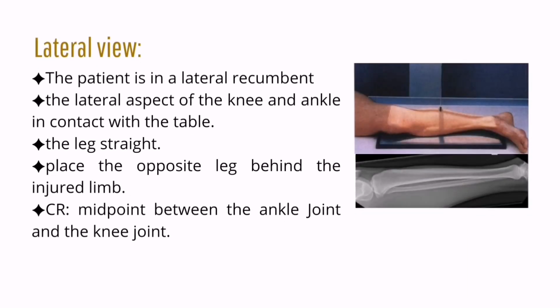The patient position of the lateral view. Firstly, the patient is in lateral recumbency, so the lateral aspect of the knee joint and the ankle joint will be in contact with the table. The leg is straight and the opposite leg is placed behind the injured leg to avoid over-rotation. Then the central ray will be between the ankle joint and knee joint.